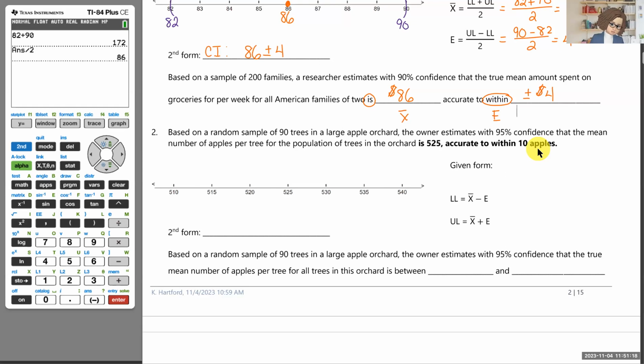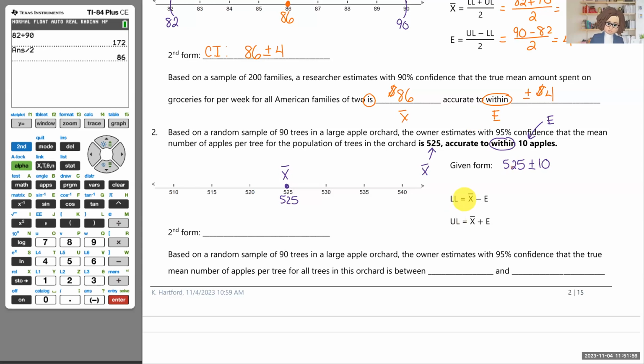Okay, so the 525, that's their sample mean. And again, looking at that word within, that indicates your margin of error. So this time the given form is the point estimate and then plus or minus the margin of error. All right, so on my graph here, there's the X bar, 525. And now we will convert it to the form with the limits.